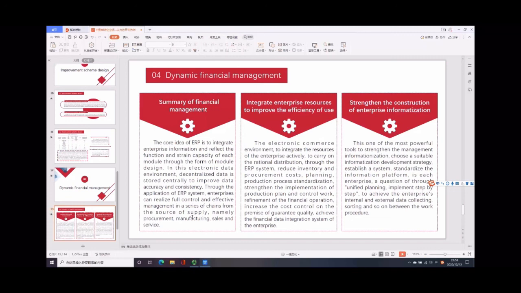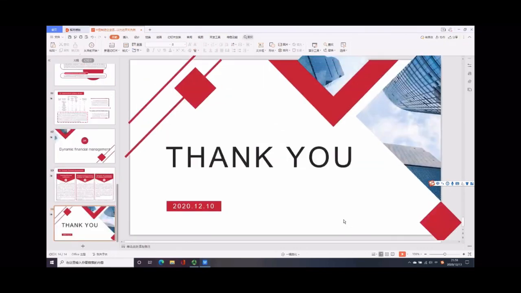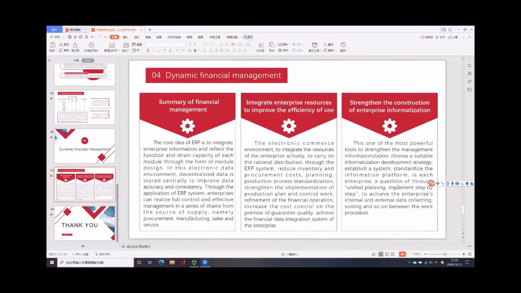And the last part is strengthening the construction of the enterprise information platform. It is one of the most powerful tools to strengthen management informationization. Choose a suitable information development strategy. Establishing a system and standardizing the information platform is a question for each enterprise. Through planning, implement step by step to achieve the enterprise's internal and external data planning, sourcing, and so on between the work procedures.